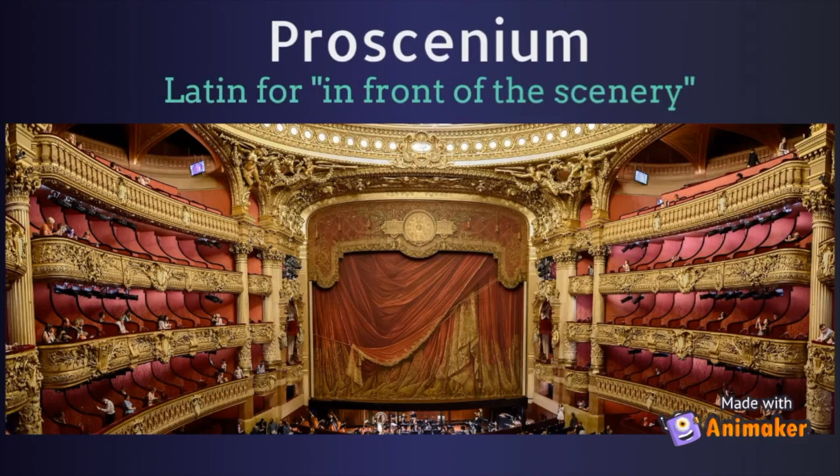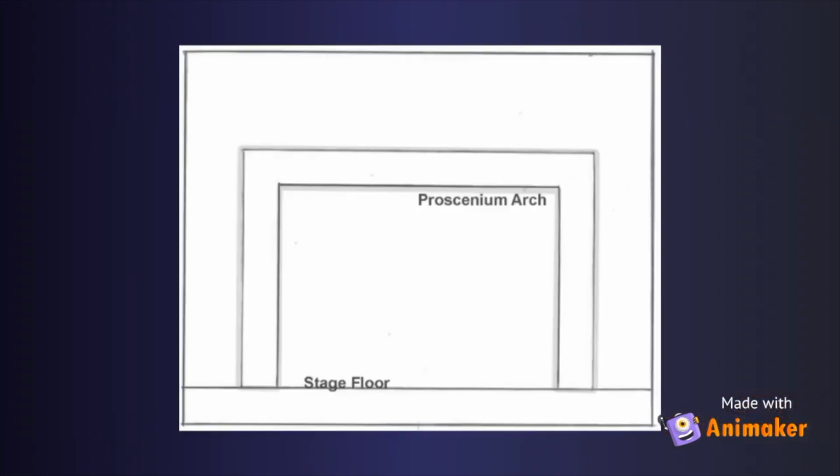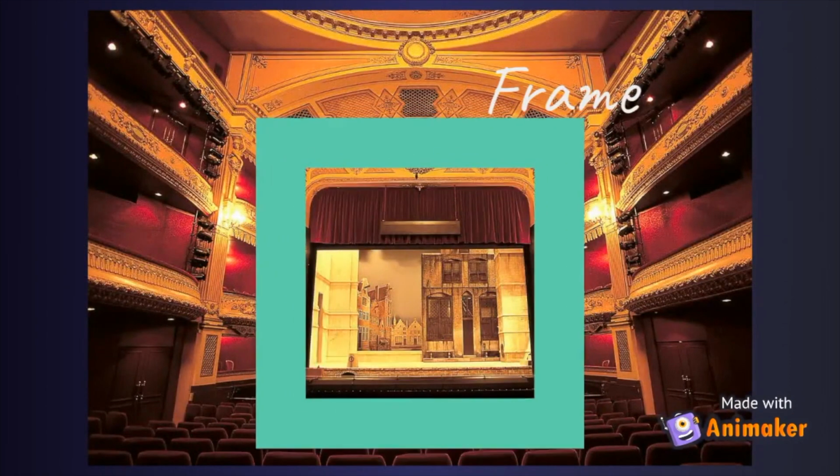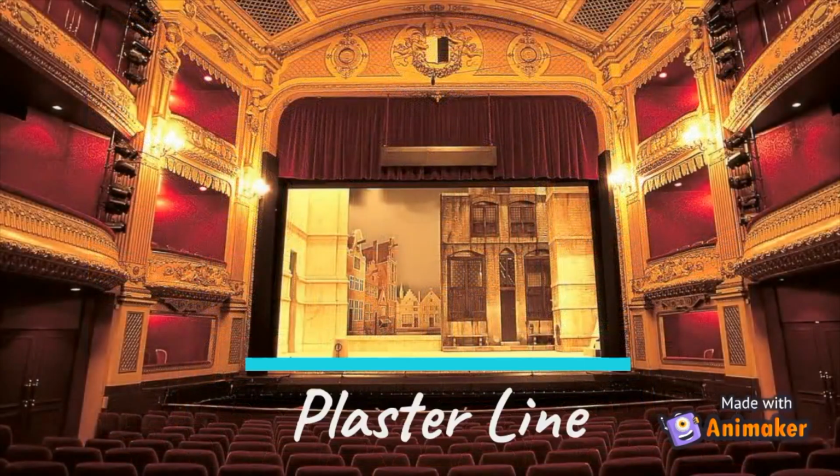This is a Latin word meaning in front of the scenery. Most school auditoriums are proscenium theaters. A proscenium always has a proscenium arch forming a frame through which the audience views the show. Let's take a look at this example. Do you see the frame? At the bottom of the proscenium arch, there is an invisible line that connects the frame's sides. The plaster line is what divides the stage behind the proscenium from the apron in front of the curtain.